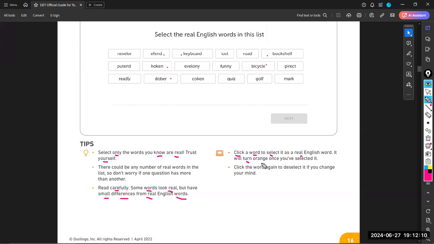It will turn orange once you select it, like this color. When you select this word, for example, quiz is a real word, golf is a real word. When you select the real word, it will turn orange. And if you want to change your mind, maybe you think this word is real, pretend, but maybe you want to say, no, it is not real, you can press the word again. Click the word again to deselect if you think that it isn't a real word. Exactly. So this is the module.